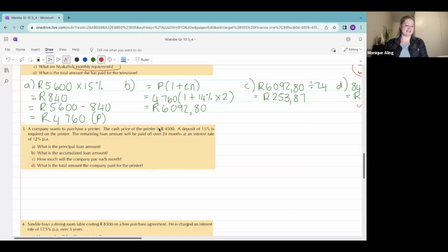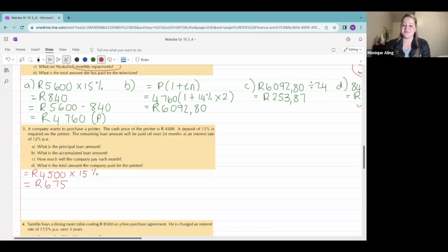Okay, perfect. That's fine. The principal amount, we're looking for the deposit. First of all, it's going to be 4,500 multiplied by 15%, which is 675 rands. Good. So the deposit is 675. Well done.